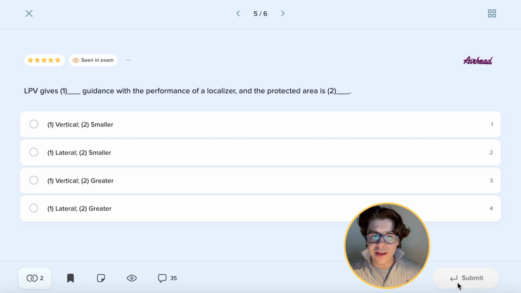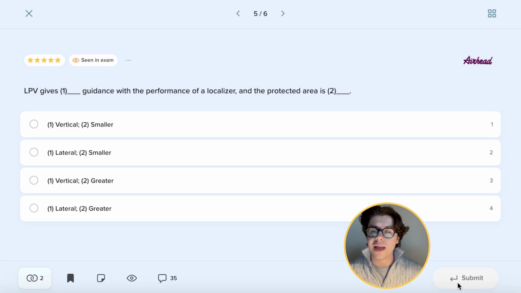And now question number 5. So this is a topic that also covers some radio navigation, but it's extremely important to know how it works, especially for the real IFR exams and flying, but also, of course, for the ATPL exams. So the LPV gives us what type of guidance with the performance of a localizer, and the protected area is smaller or greater.